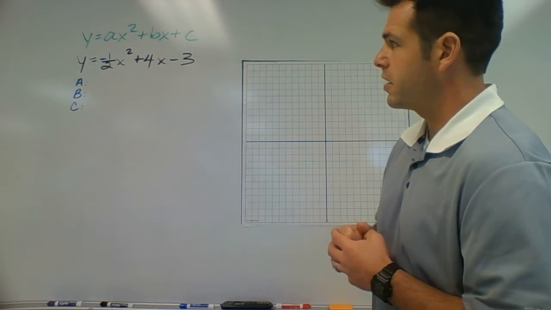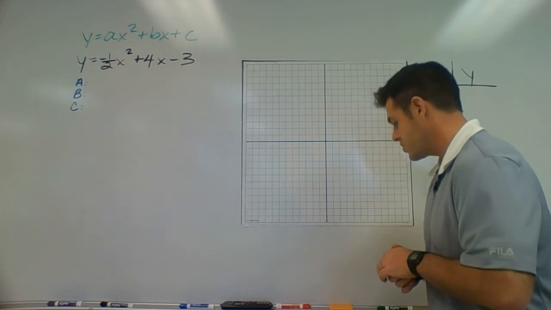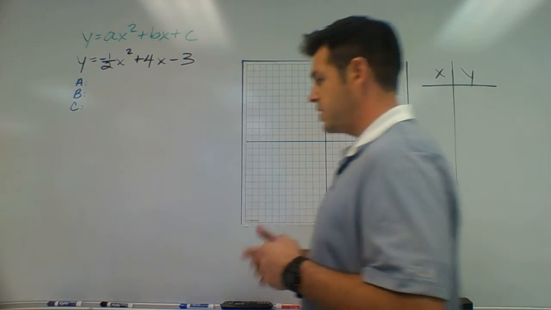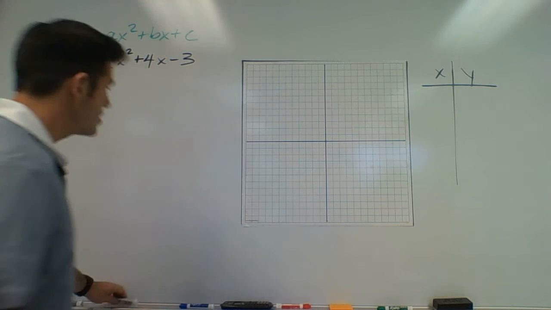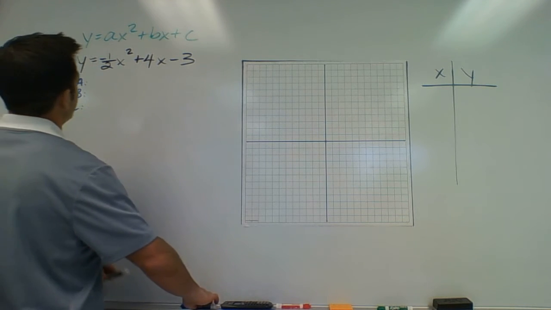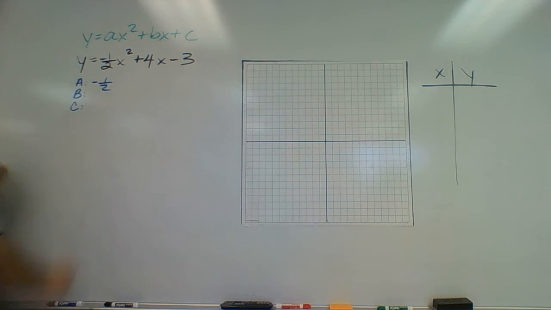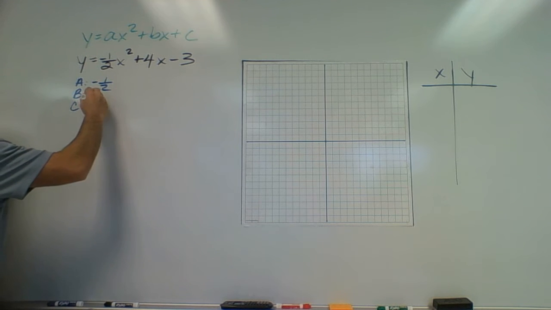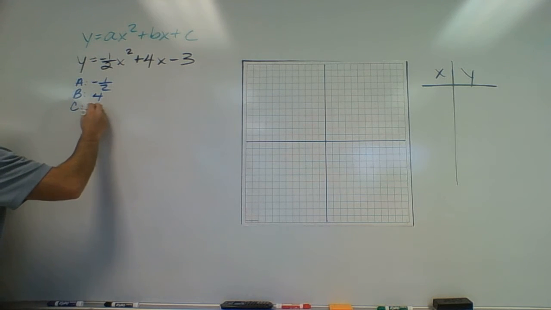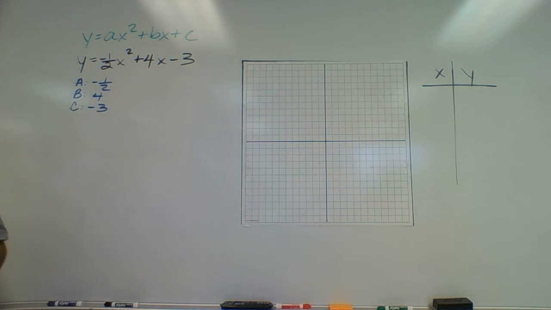I got y is equal to negative 1/2 x squared plus 4x minus 3. Always a good idea to start off writing down what my a, b, and c is. Here in this problem, a is negative 1/2. It's the coefficient with that variable squared. We have our b value is 4, and our c value here is negative 3.